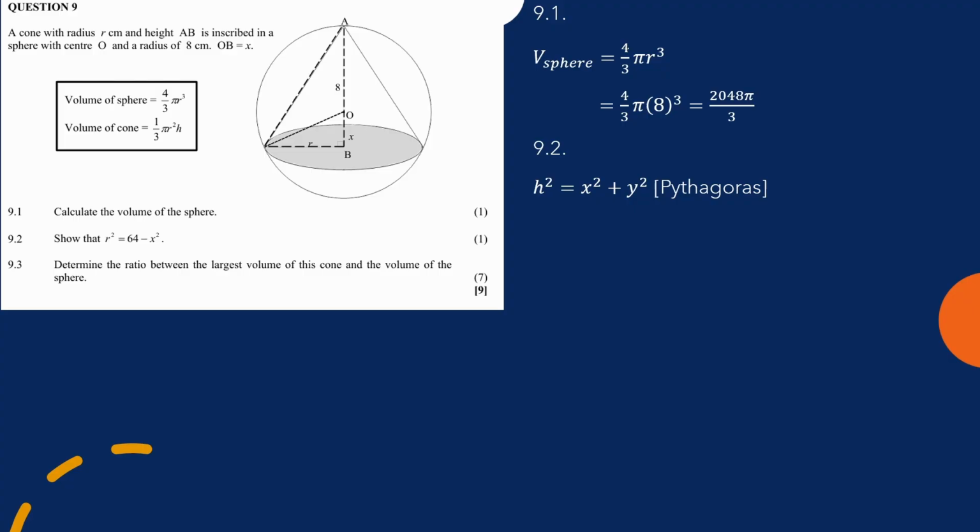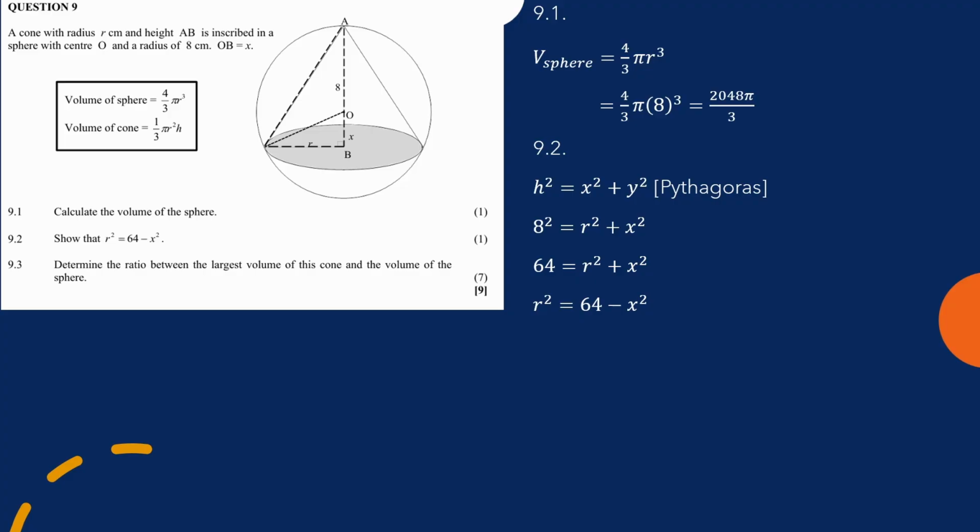Looking at the horizontal part of that triangle, I see that the horizontal part is r, and hence x squared will become r squared. And looking at y squared, which is the vertical of that triangle, is OB, and OB is equal to x, and hence y squared will become x squared. Substituting in everything I just said, I get 8 squared is equal to r squared plus x squared. Simplifying that further, I get 64 is equal to r squared plus x squared, making r squared the subject of the formula. I get r squared is equal to 64 minus x squared, and I've shown what the question has asked me to show.